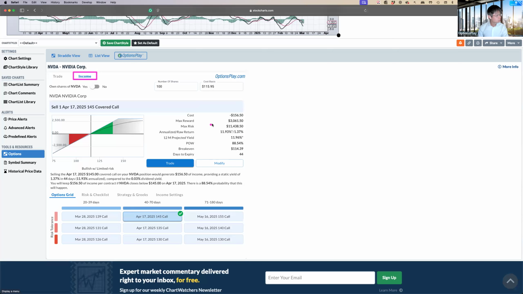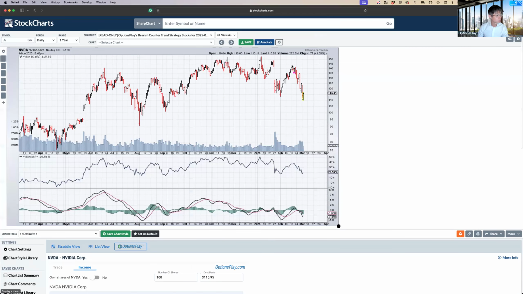And what it does is it helps you find a covered call to sell. So for example, in this particular case, I'm taking a very conservative approach here. I'm selling the April 17th 145 call option. Just to put that into context, 145 is all the way up here, meaning by April, the stock would have to be above 145 in order for my stock to be called away. If I got called away at 145, I'm basically getting called away at the all-time highs.